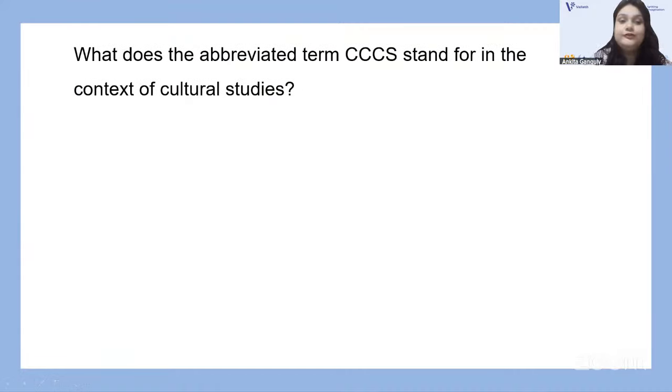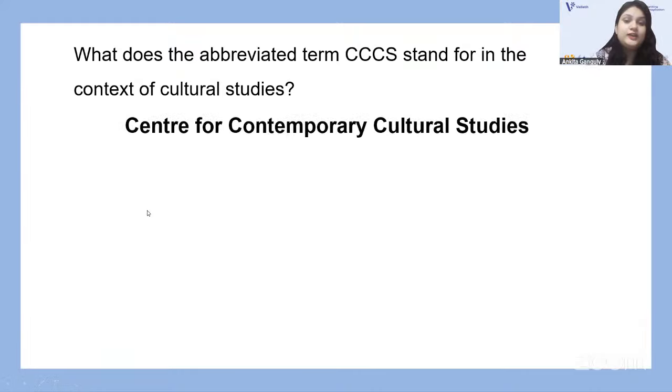What does the abbreviated term CCCS stand for in the context of cultural studies? You all know this. CCCS, it is the full form for what? Tell me. It is the full form for Centre for Contemporary Cultural Studies. Very good.